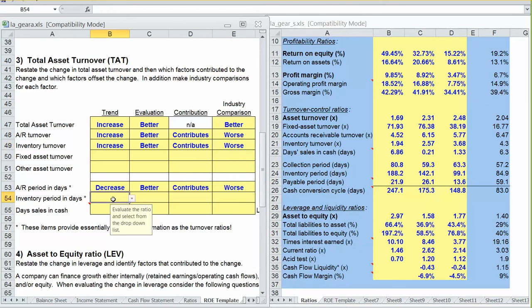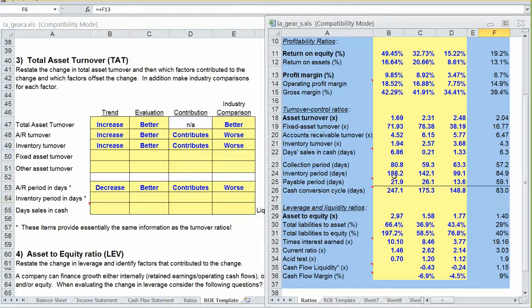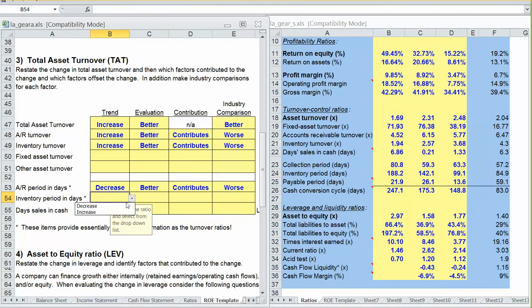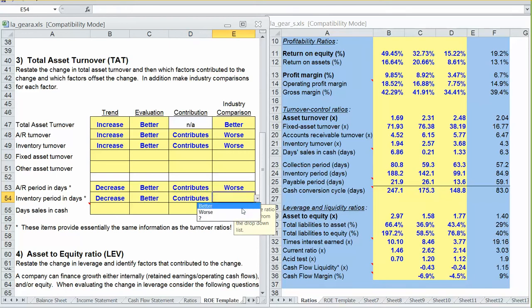We could again talk about it in terms of days. Our inventory period went from 188 days to turn over or sell our inventory on average. Now it's sitting around for 99 days. So our inventory period decreased. And in terms of evaluation, it doesn't matter whether we're looking at turnovers or periods in days, it's the same thing. One of the first things you can do to indicate to me you don't know what you're talking about is tell me that the inventory turnover increased, which is better and contributed, and the inventory period decreased, which is worse and offset. So try not to talk about both. Pick one to talk about and leave the other one out.